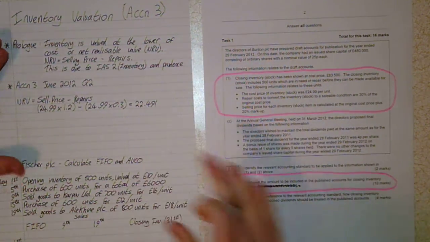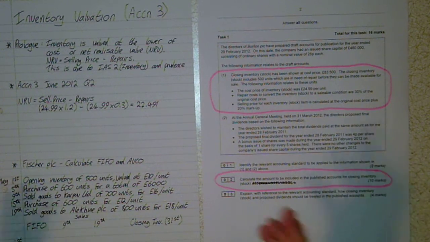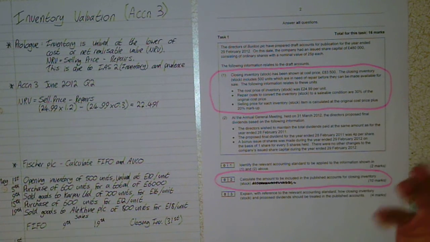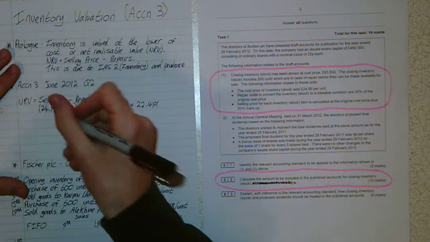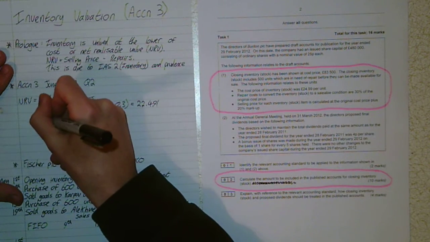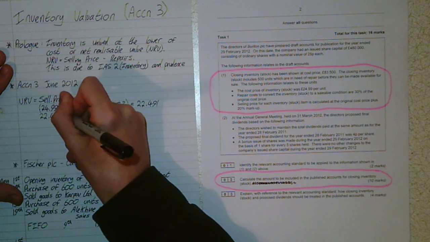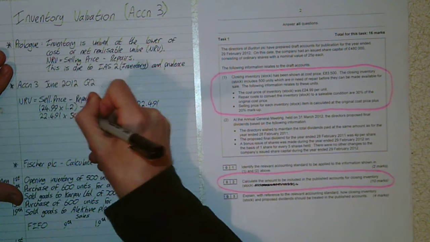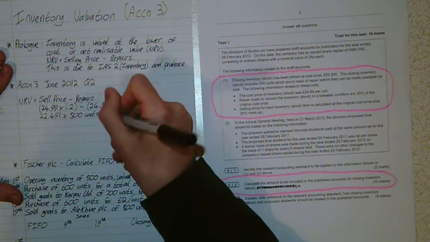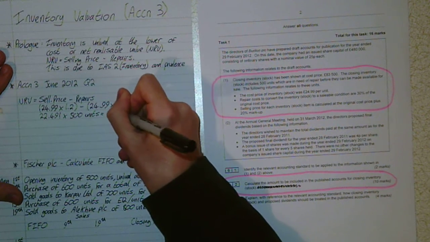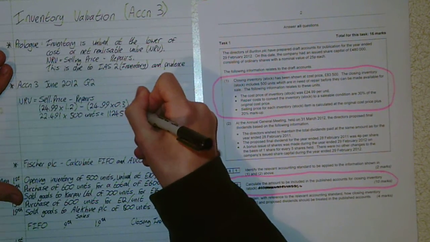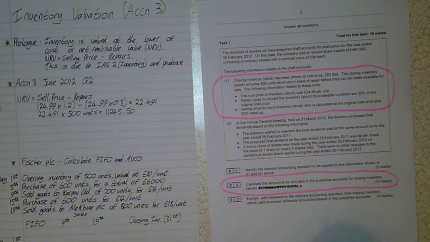And that comes out at 22.491. I'm just going to keep it as a decimal for now, and then we'll make it into a real monetary figure later on. So the total for this, in terms of all the units, is 22.491 times by 500 units, and that gives me 11,245.50. So that's my net realizable value figure.